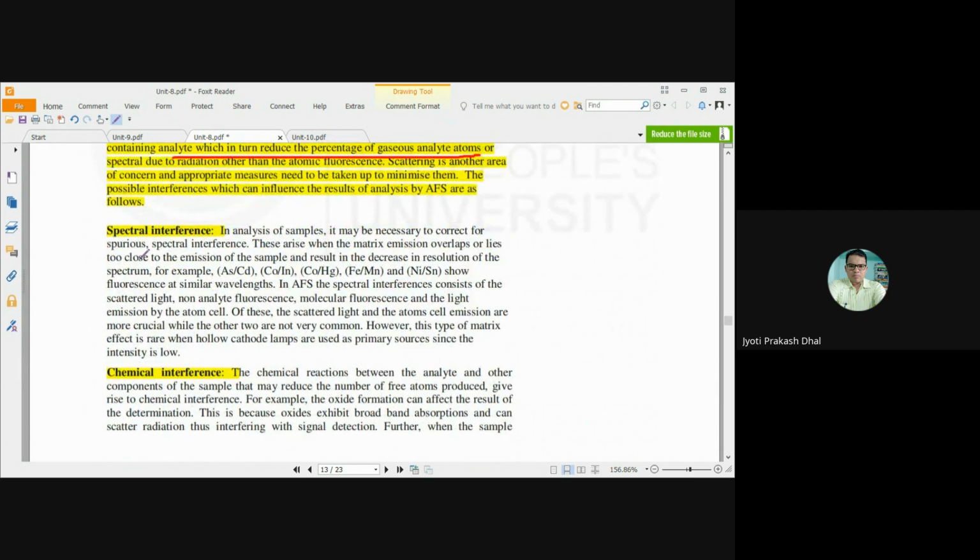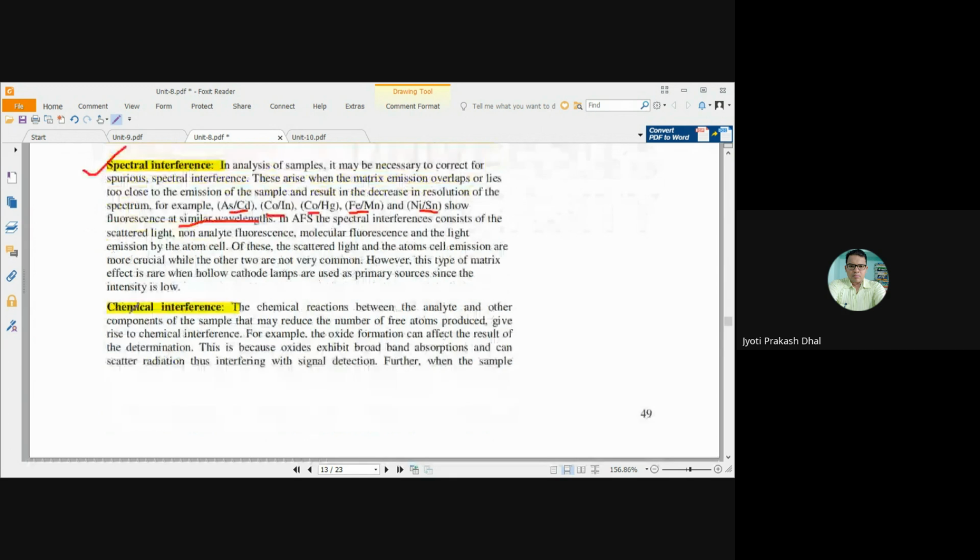For example, a special type of spectral interference can be observed for a sample of arsenic, cadmium, cobalt, indium, mercury, iron, manganese, nickel, tin, etc. They will show fluorescence at similar wavelengths, so spectral interference will be there.